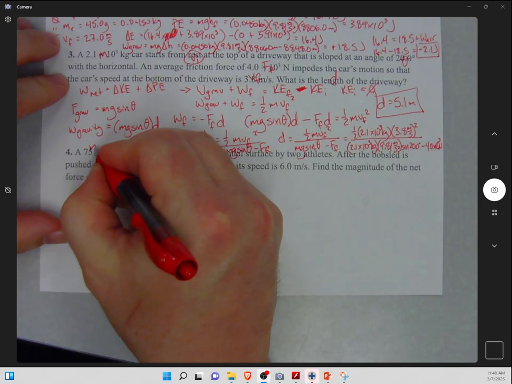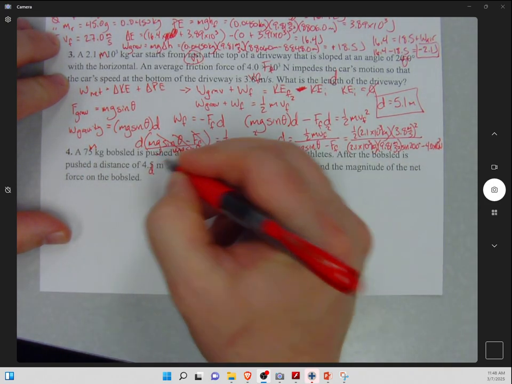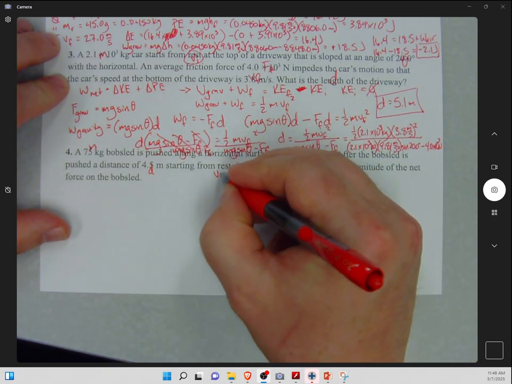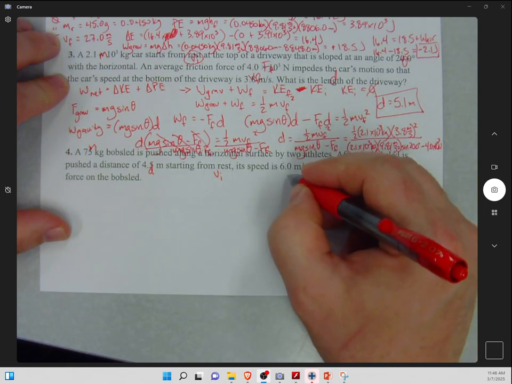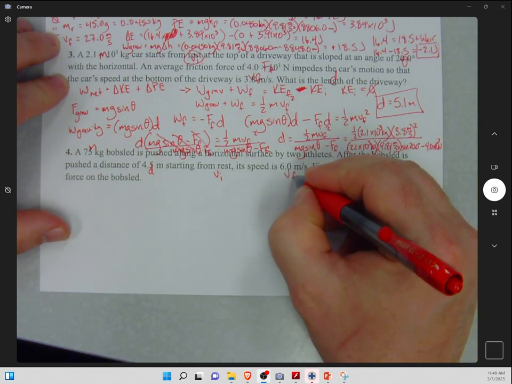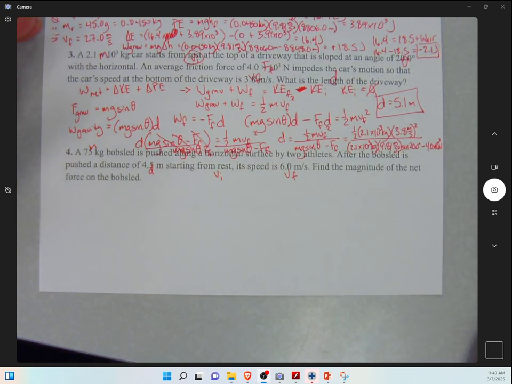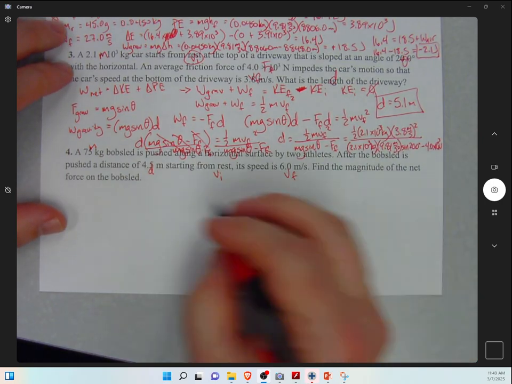Again, some things I know. Here is mass. This looks like a distance. Starting from rest, so that's going to be an initial velocity. This would be a final velocity. And then, there's no angle here, right? So it'd just be cosine of 0. Fine. All right, so that'd be easy enough.